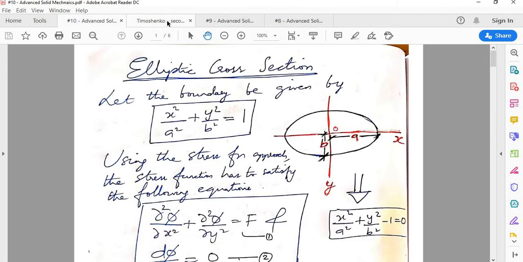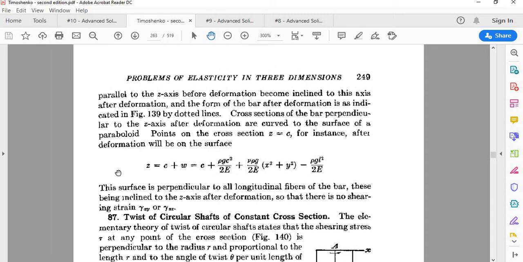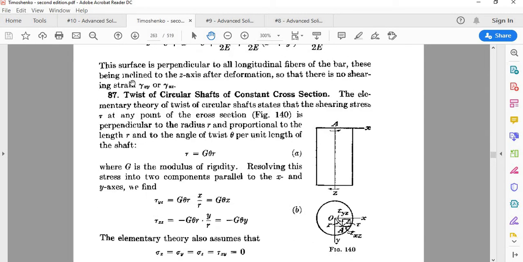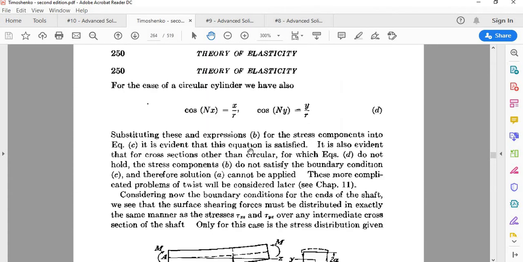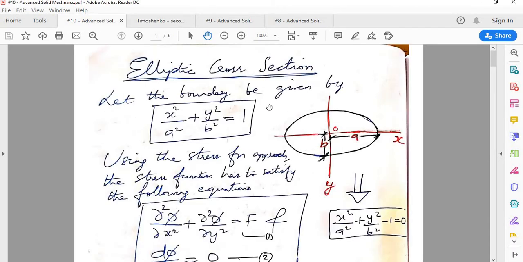So if it is just a simple circular bar, as I had shown you, you can go to an earlier section, section 87, in which they are discussing the formulas. So it is too simple. Okay, so let us discuss the solution of a torsion problem using the formulas we had discussed until last class, of how to solve the problem of an ellipse.